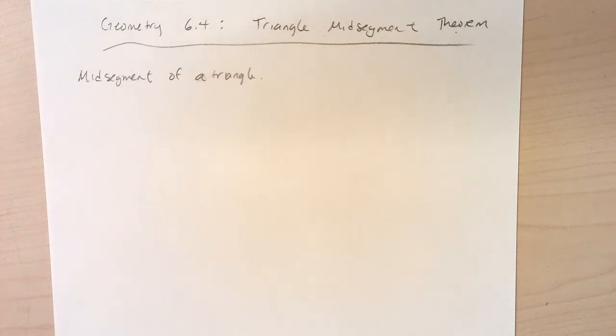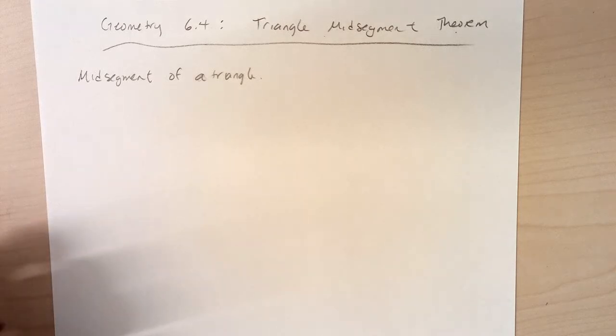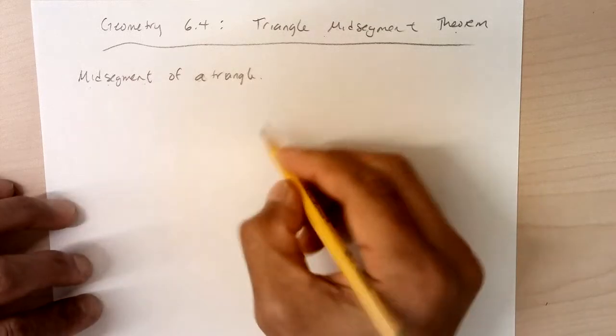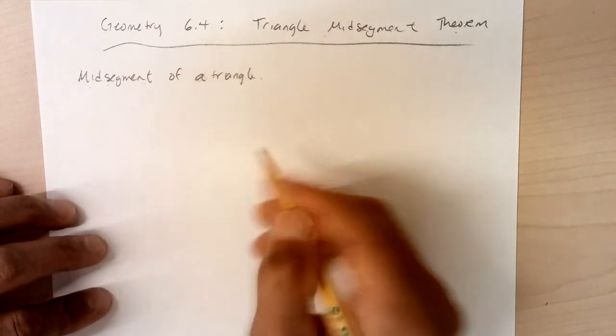All right, this is geometry 6.4, the midsegment of a triangle and the triangle midsegment theorem. So the midsegment of a triangle is basically exactly what the word is: a segment that connects the midpoints of two sides of a triangle.